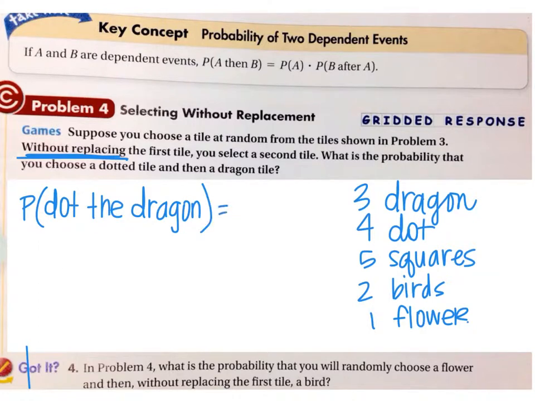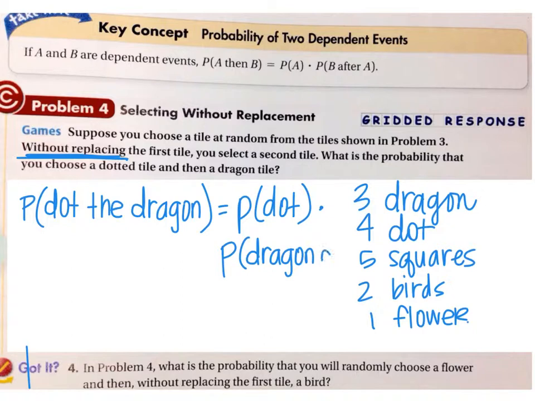So that's going to be the probability of a dotted times the probability of a dragon after you pulled the dotted one out. The probability of a dotted tile is going to be 4 out of 15. After I pull that dotted tile out, there are now 14 tiles in there. So the probability of a dragon tile is going to be 3 out of 14.